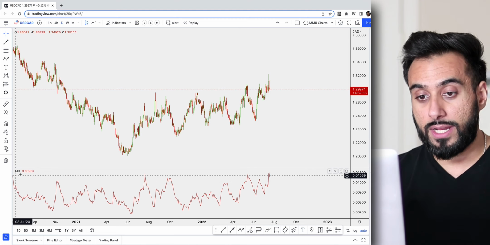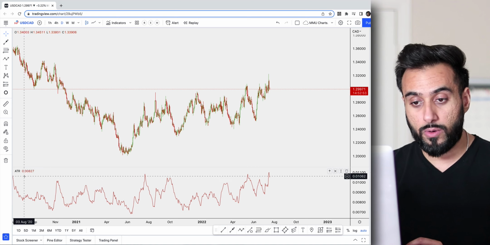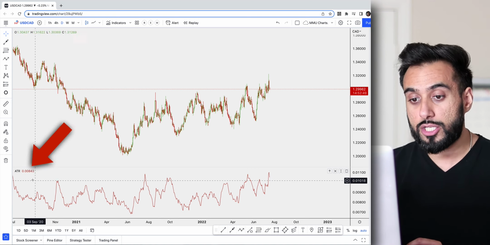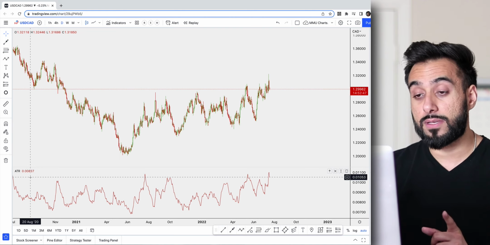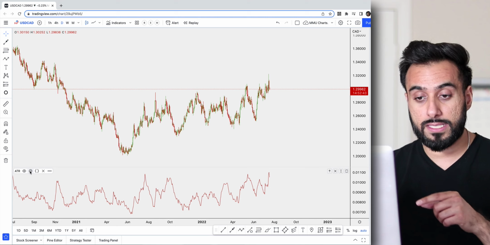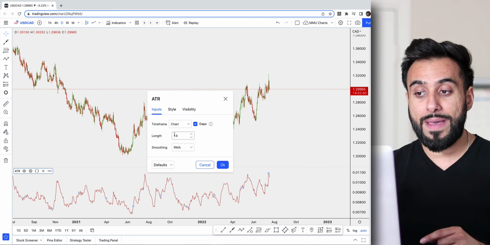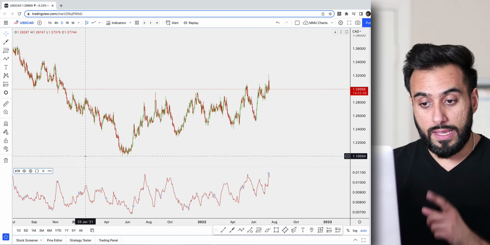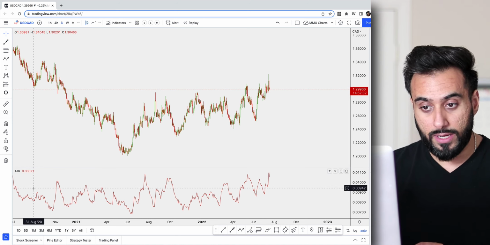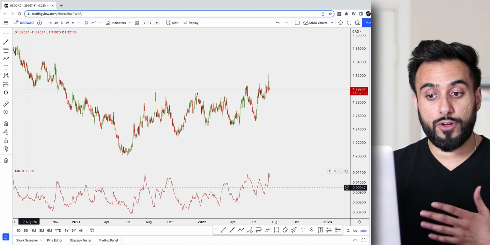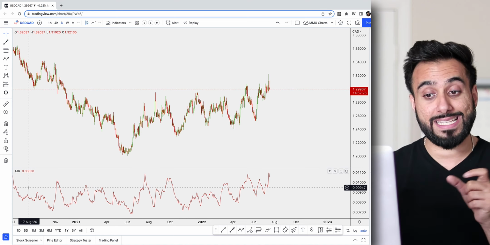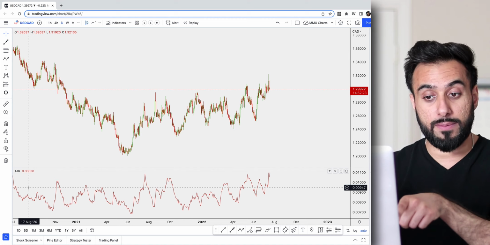So let me explain how this works. This ATR indicator, you'll notice it has these little numbers. As I move the mouse, these numbers are moving along with me here. This shows you the number of pips of how volatile the market has been, in this case, over the past 14 candles. Example, on this exact candle here, the average true range of the market in the past 14 days was 83 pips.